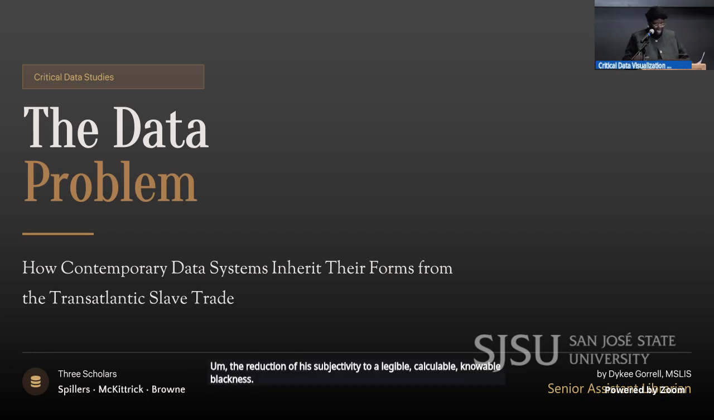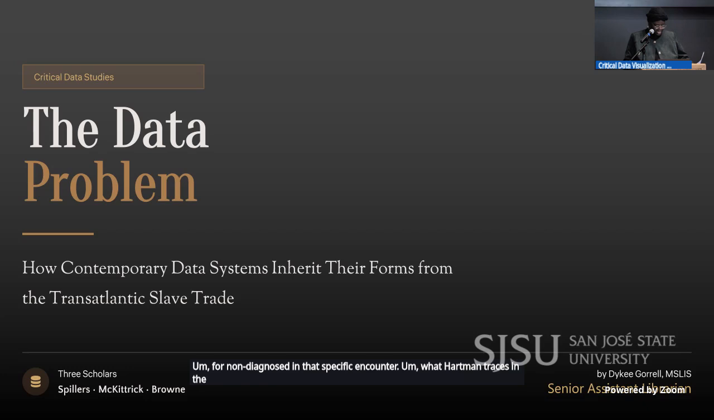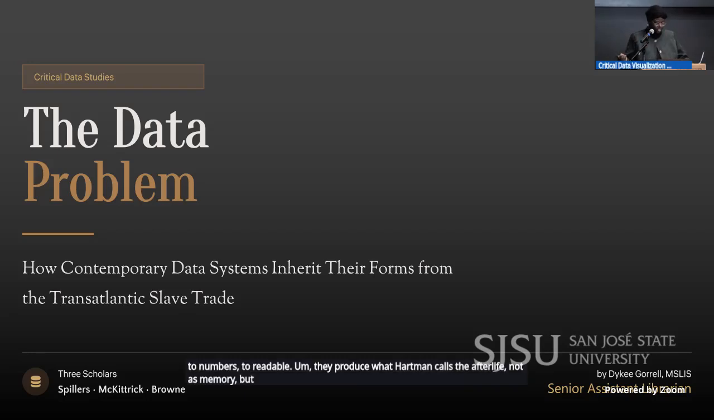What Fanon diagnosed in that specific encounter, what Hartman traces in the post-emancipation United States, I want to argue is operationalized in our data systems. The ledger, the database, the algorithm, they are technologies of epidermalization. They reduce being to surface, to numbers, to readable. They produce what Hartman calls the afterlife, not as memory, but as infrastructure.